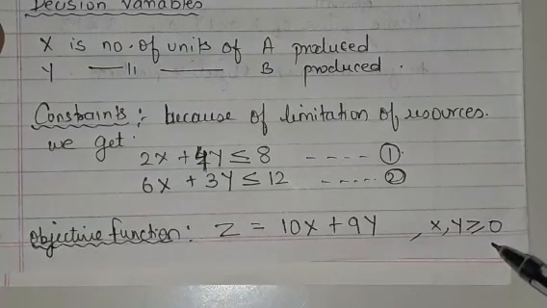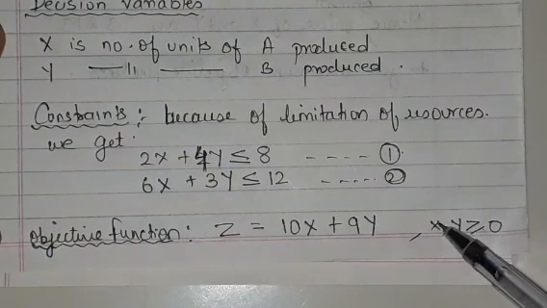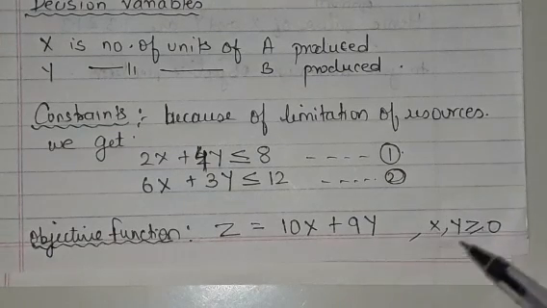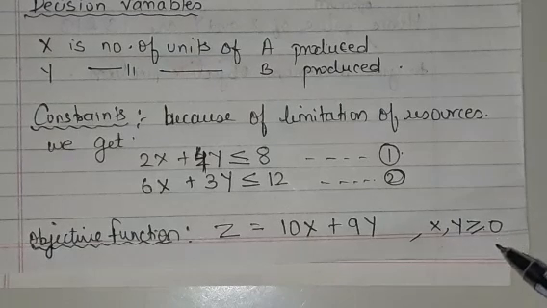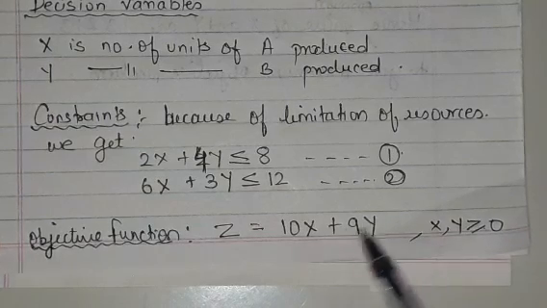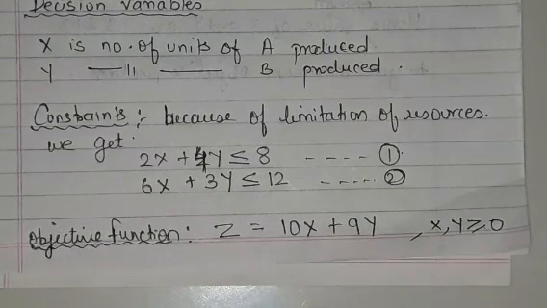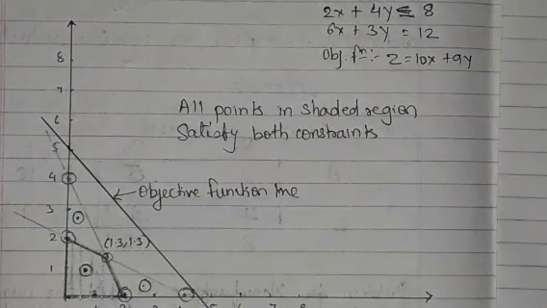Now, the non-negative restriction. So x and y are both decision variables. Since they are the products I am making, logically they should be greater than 0 to get a maximum profit. It can't be 0. If it is 0, then no profit and no loss would happen, and the objective function will not work in that way.